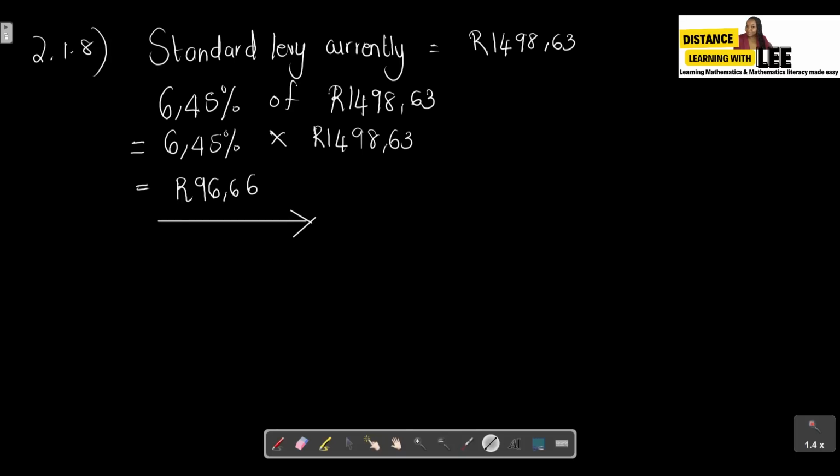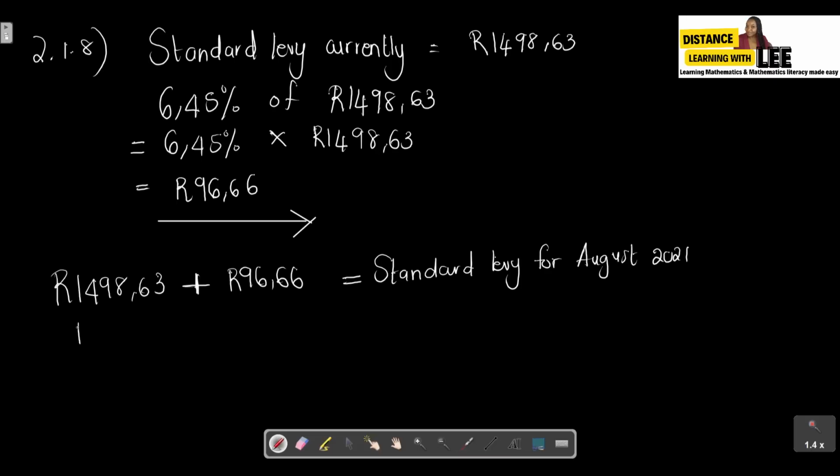Yeah? So if the amount before was 1498.63 and you add that 6.45% increase of 96 Rand and 66, what would be your new standard levy for your 1st of August 2021? All right. So if you punch these values into your calculator, the new standard levy is equal to 1595.29. Okay, and this is basically the standard levy.